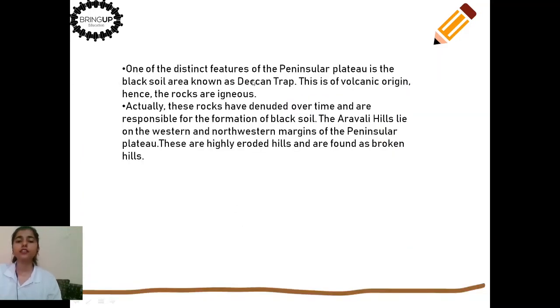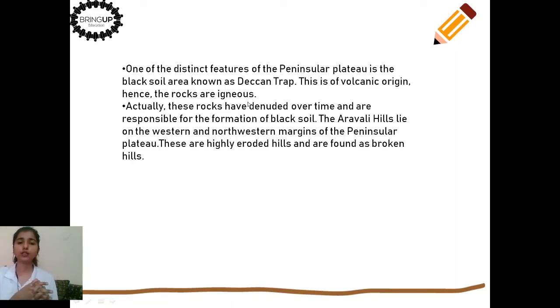One of the distinct features of the Peninsular Plateau is the black soil area known as the Deccan Trap. This is of volcanic origin, hence the rocks are igneous. So one of the most important features of the Peninsular Plateau is the presence of the black soil, and the area which has the black soil is known as the Deccan Trap. This is of volcanic origin, hence the rocks are igneous.